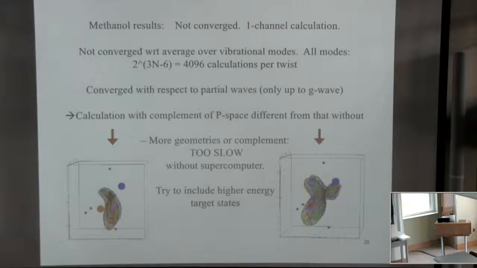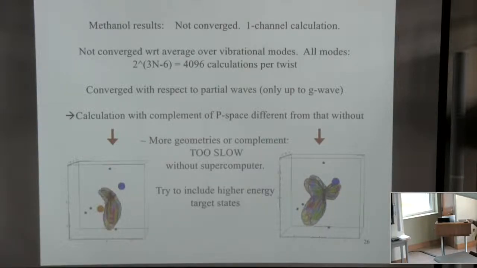First of all, they're not converged with respect to the average over vibrational modes. In other words, when I add some symmetric modes in there, I don't exactly get the same thing. Unfortunately, if I were to do the same thing, a 2-point Hermite product grid, this would entail 4,096 complex Kohn runs per twist. I'm doing 20 energies per point, that's 80,000. So I can't do that on one processor. I have to use a supercomputer.